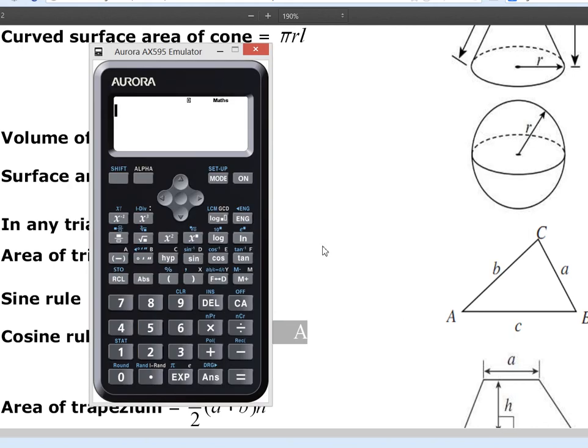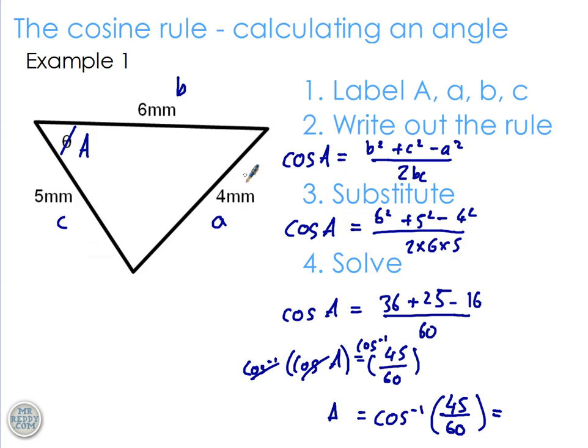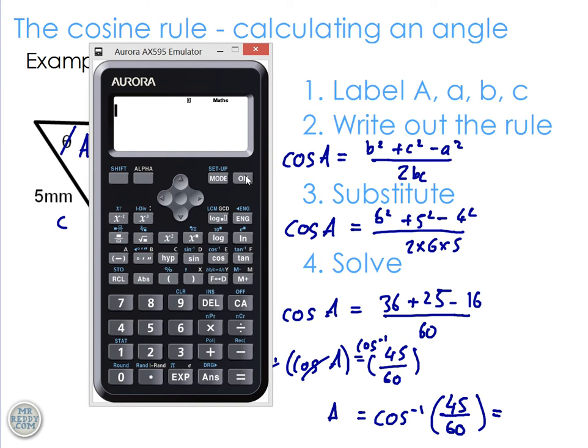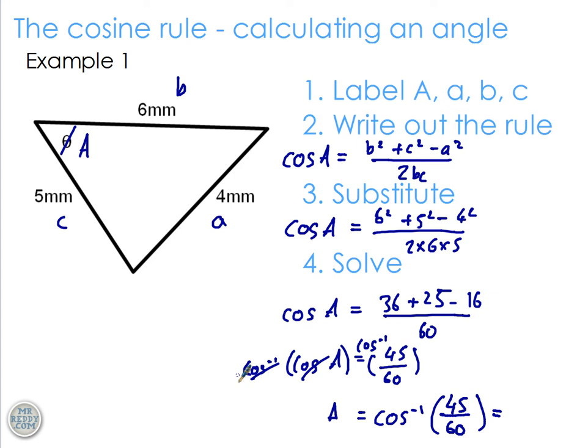So let's bring up the calculator, clear that, and what do I need to type in? I need to type in shift cos 45 divided by 60, close brackets. 41.4 to 1 decimal place. And I put degrees because that's the units.